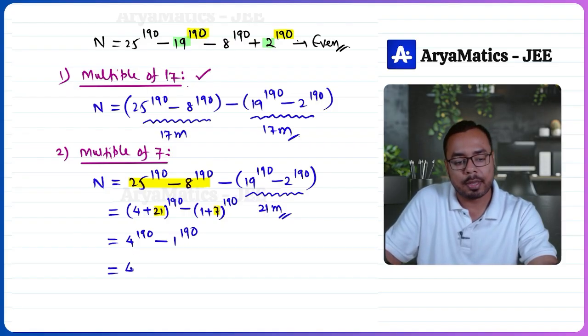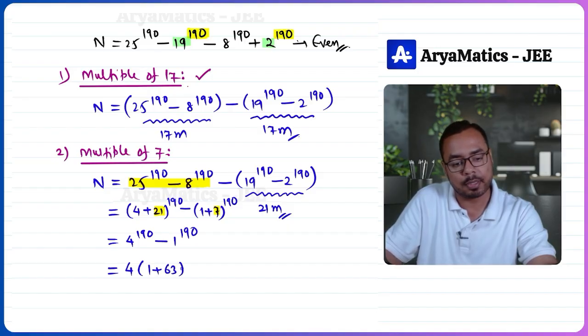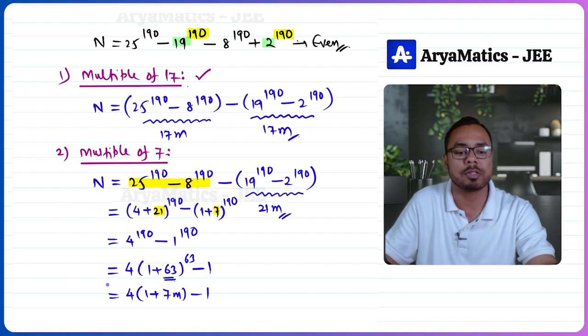Now, this one you can write as 4 into 4 cube raised to 189 divided by 3. So that will be 63. And 4 cube is 64. 64 is 1 plus 63. So 1 plus 63 raised to 63, minus 1. And now clearly you can see that when you expand it using the binomial theorem, you will get 1 plus multiples of 63, which are also multiples of 7, minus 1.